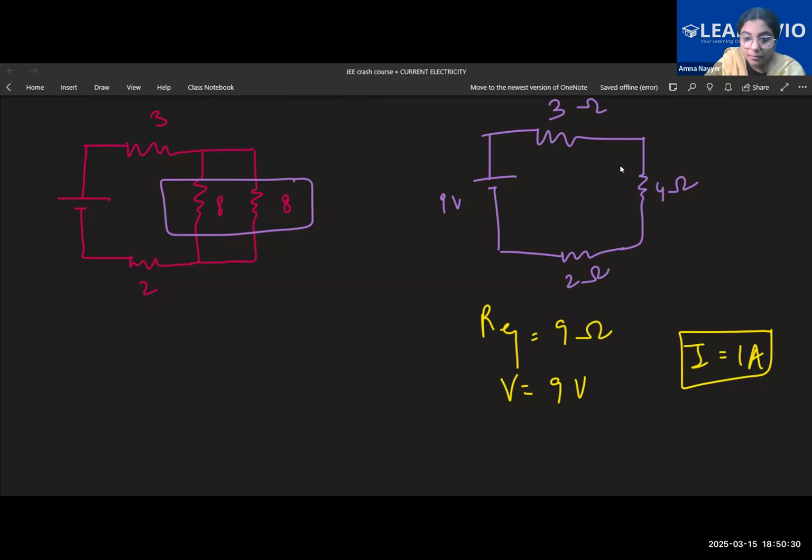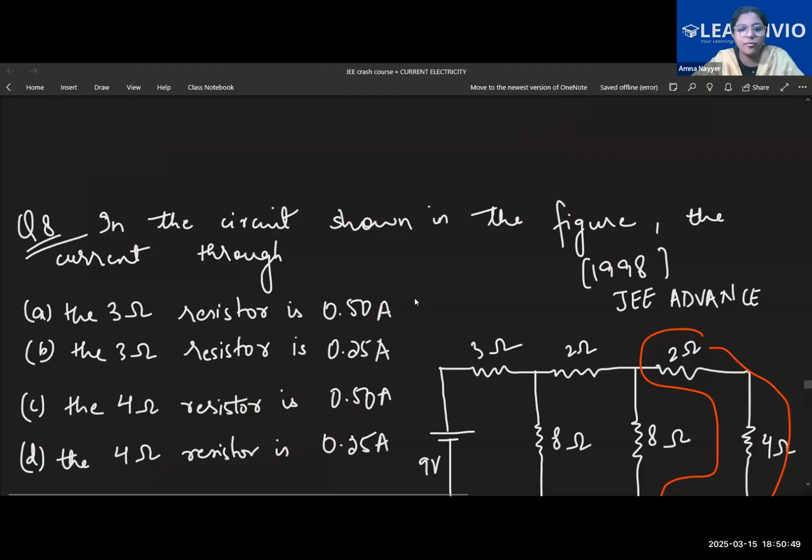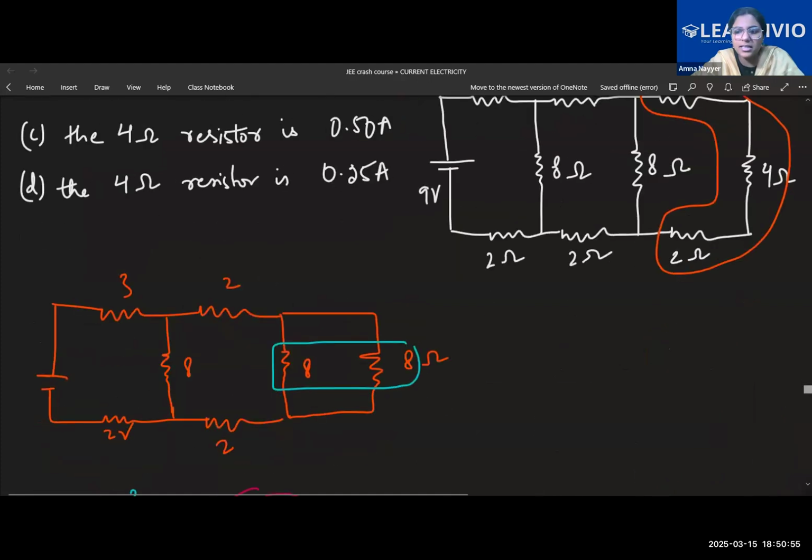Now pay close attention to this. How to solve this question easily. Look, it means 1 ampere of current is coming. Focus on this 4. So this 4 or this 3. See, firstly, it is saying current through 3 ohm resistor is 0.5, 0.2. Both are cancelled. Means we have to focus on 4 ohm. But the problem is that, is this 4 ohm independent?